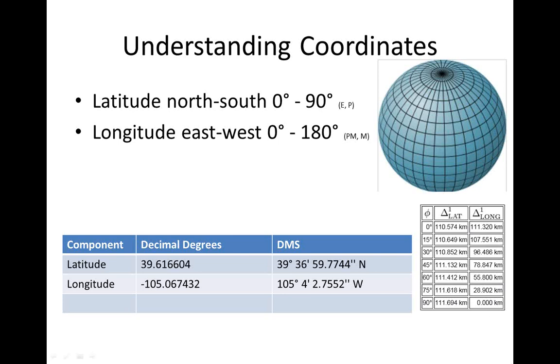A couple different ways you can represent latitude and longitude. You can use decimal degrees, like this 39.61 latitude and -105.06, or you can use degrees, minutes, seconds notation. You'll find this a lot in topo maps, atlases, and Wikipedia articles. When they reference a location, they typically put it in degrees, minutes, seconds.